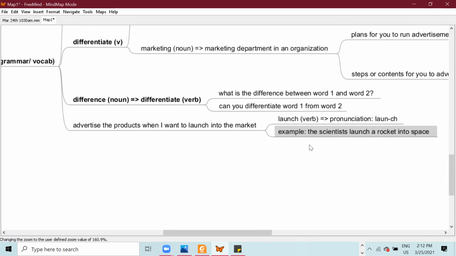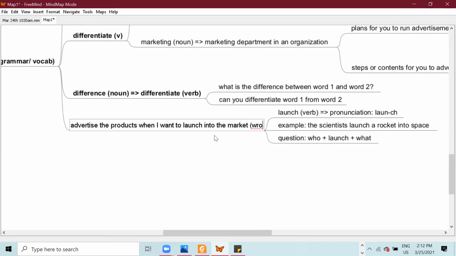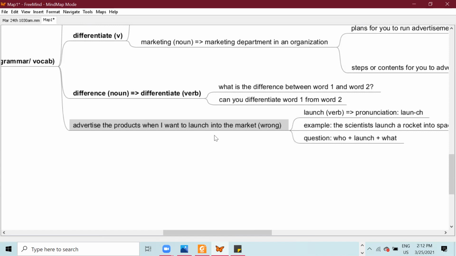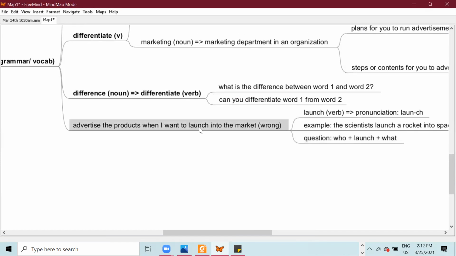You have the question: who launched? What? So this is a way for you to memorize how to use the word launch. Look at your sentence again. This is wrong in grammar. I want to launch into the market. You need to launch the product into the market. Launch the product. Yes.